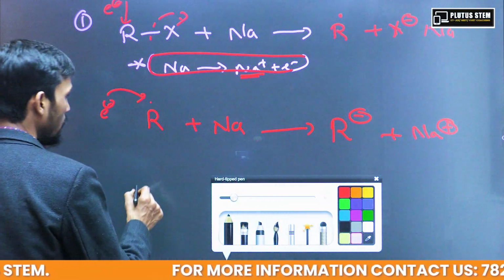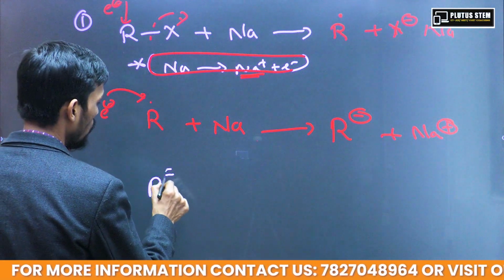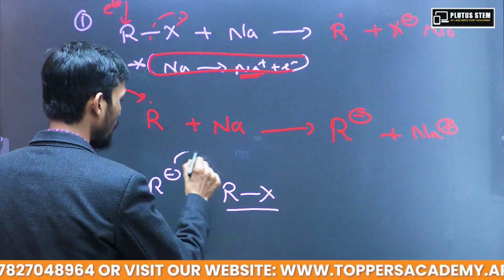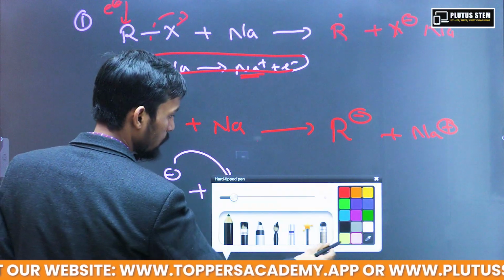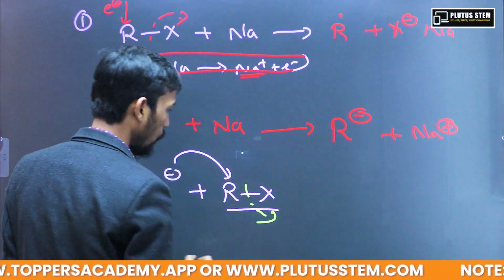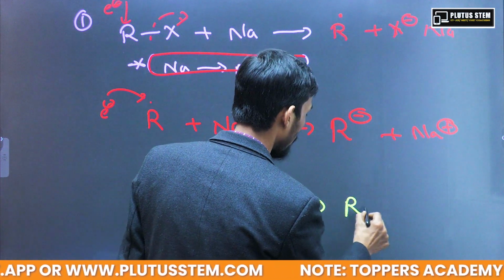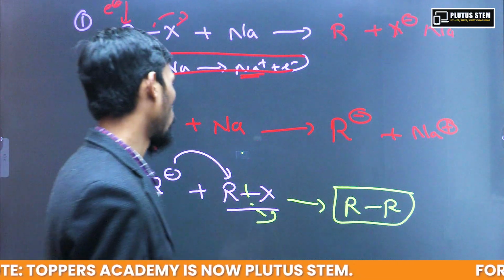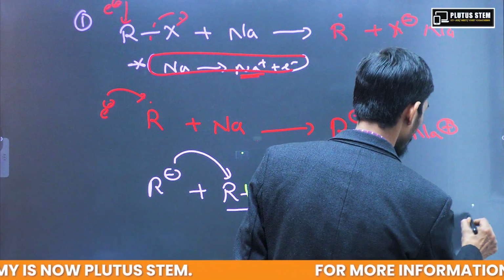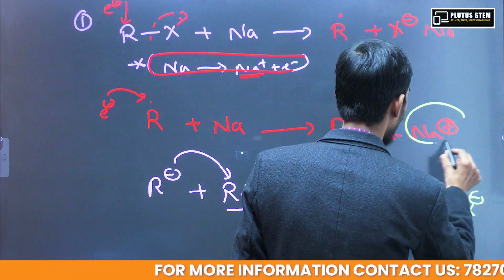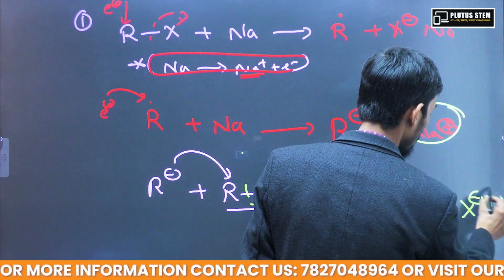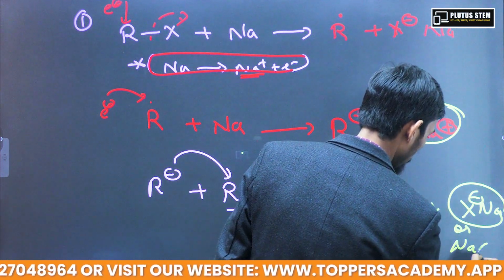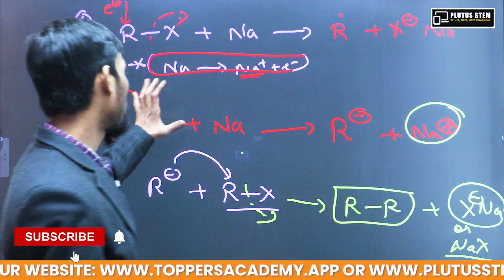In the final or third step, this R negative will attack another RX molecule, or another alkyl halide. It will attack at this center, and X will leave, and we get an alkane as a product. Meanwhile we are liberating X negative, which will combine with sodium to give NaX. So this is the pathway through which this reaction proceeds.